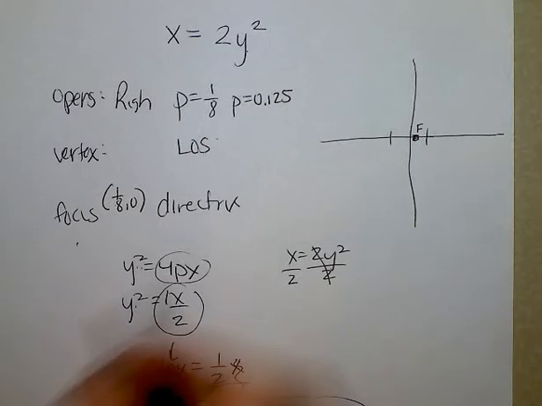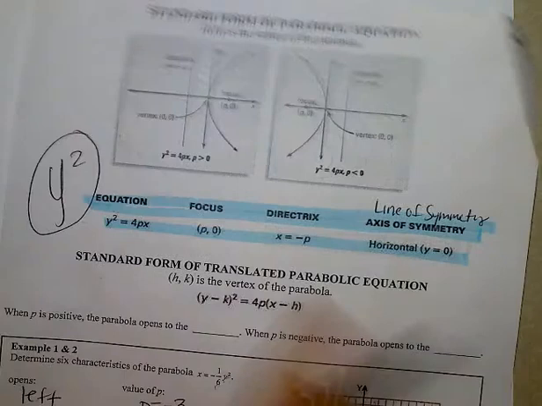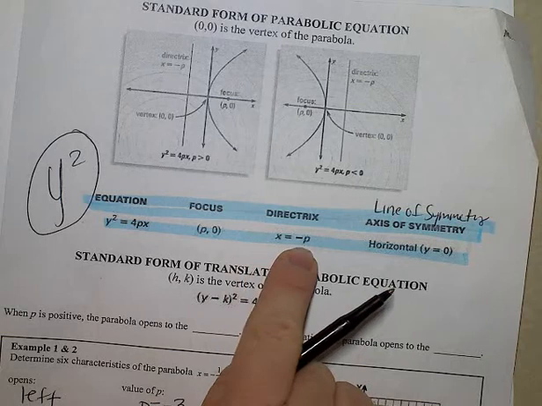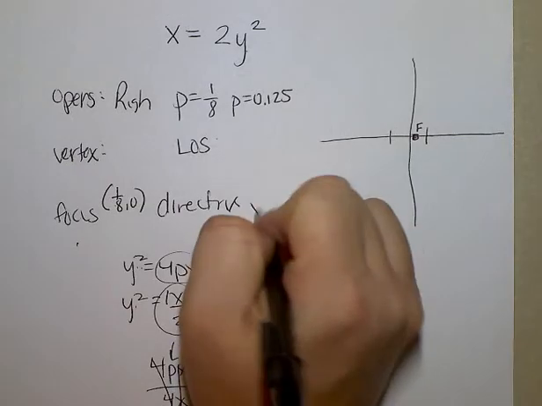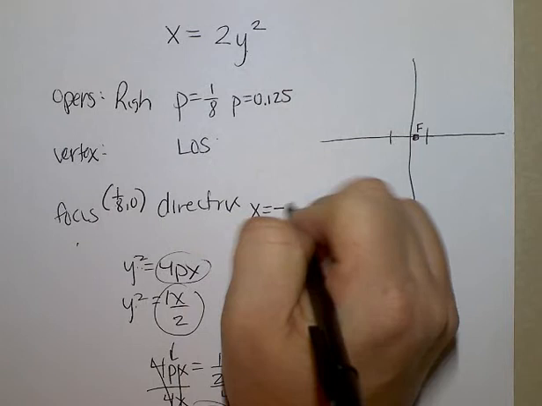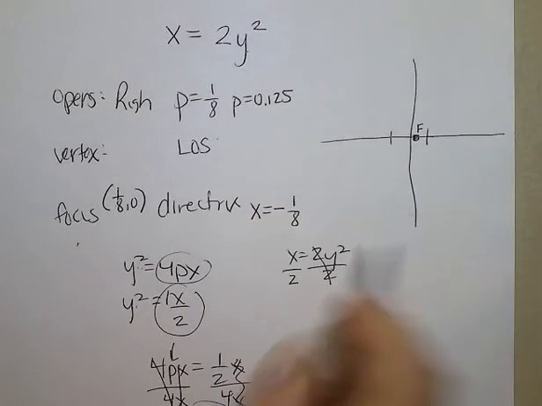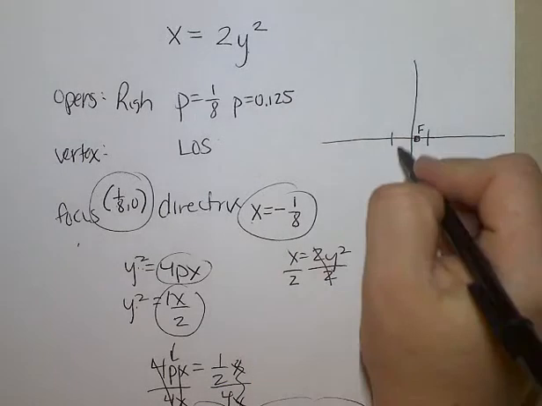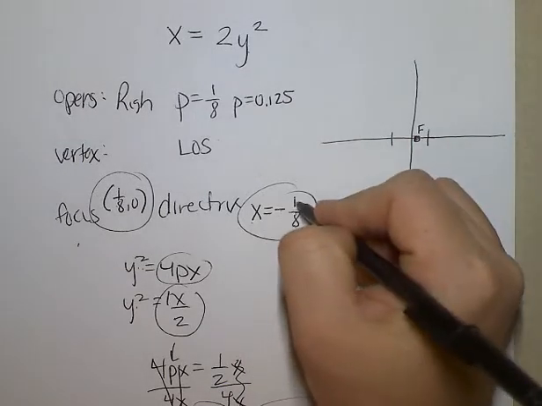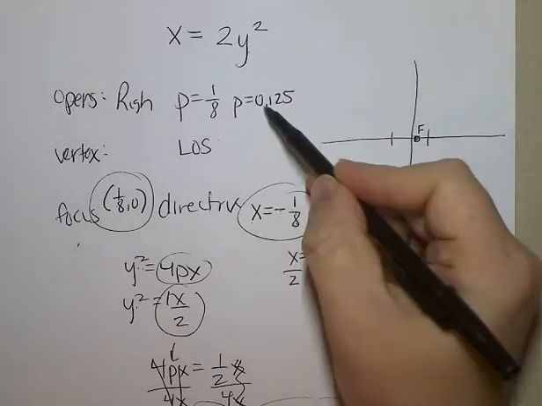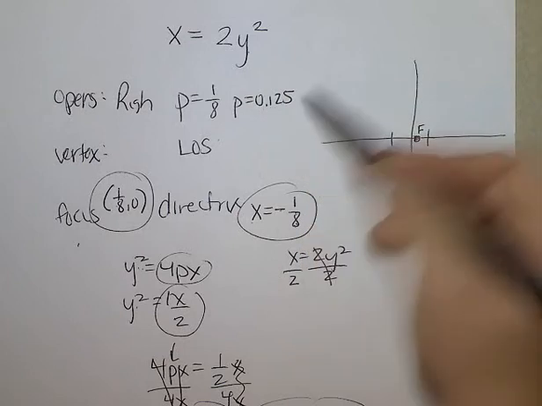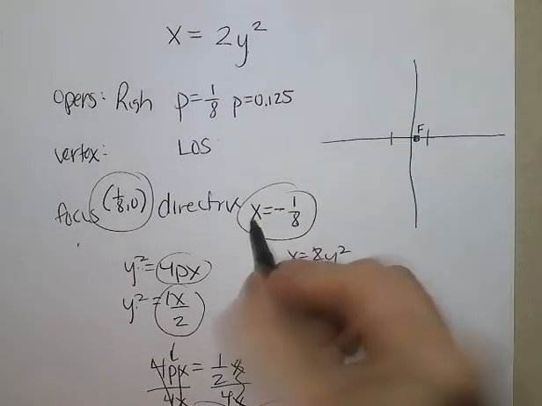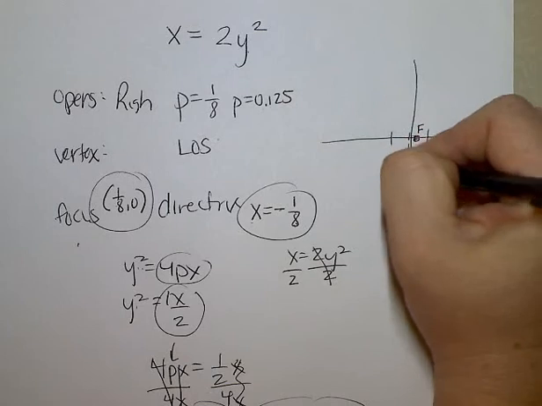And now the directrix says x is equal to negative p. The equation is x equals negative, and my p is 1/8. So how do I graph this? I go to the x-axis to negative 1/8, which is like negative 0.125, which is right here. I cut through the x-axis and make a dotted line.